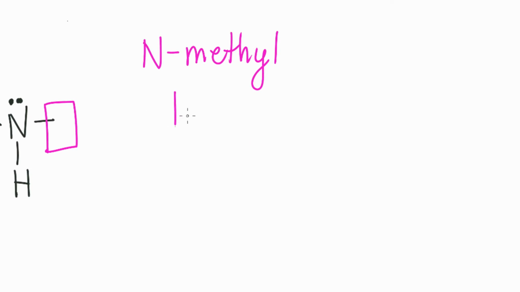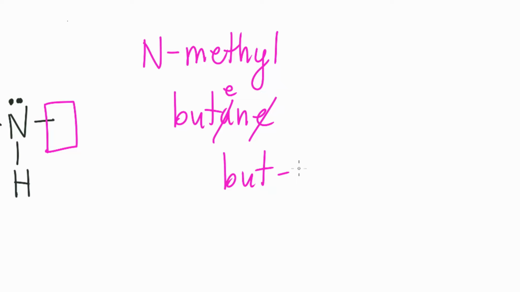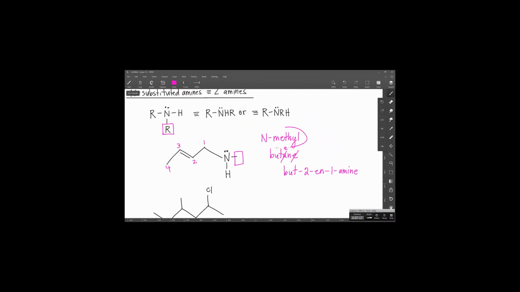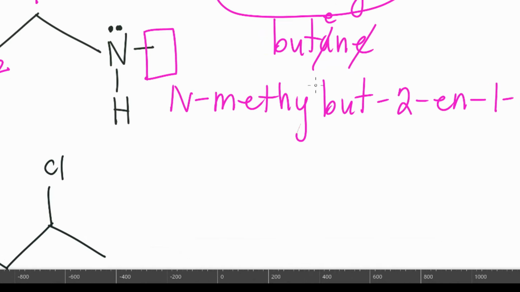My longest carbon-carbon chain is going to be 1, 2, 3, 4. So this would be a butane. Have to get rid of the E. I also have to get rid of the A because I have a double bond between carbon 2 and 3. So that's going to become an E. All right, so I could write this as but-2-en-1-amine, dropping the E. And what goes at the front is this N-methyl part. So that would be N-methyl to account for that substituent. Okay.